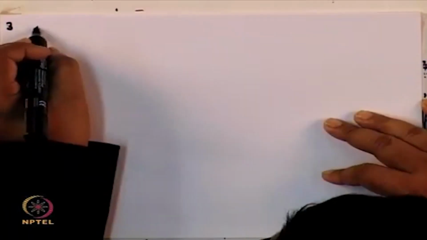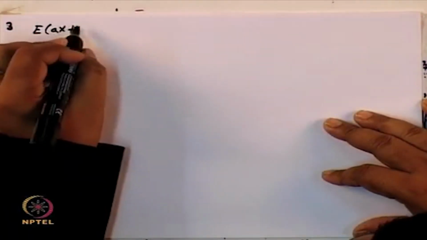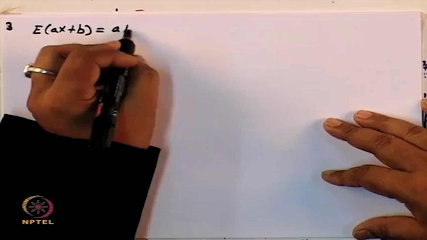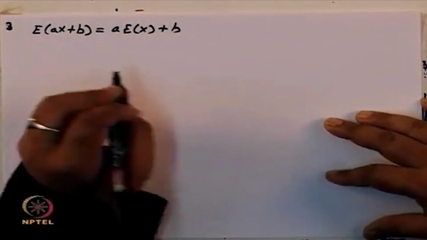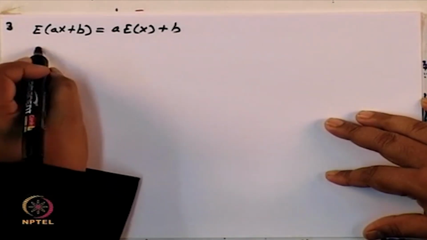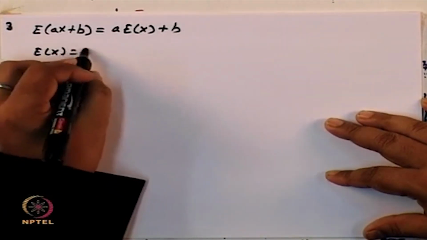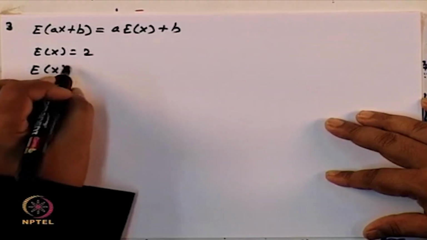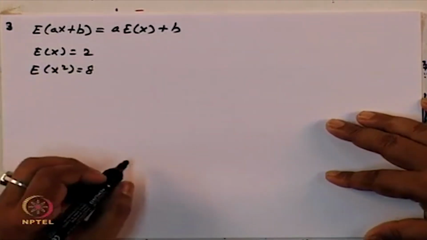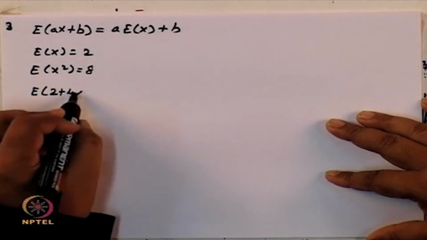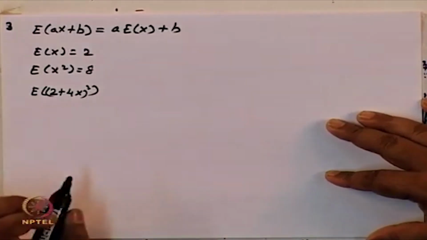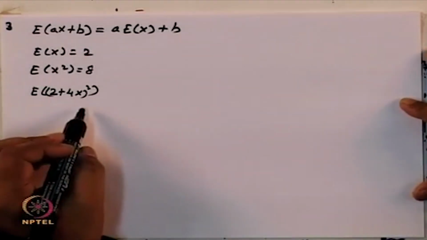We also have the following variations of expectation. We know that E of a x plus b can be written as a times E of x plus b. Now, let us say we have a random variable such that E of x is 2, E of x square is 8. So, we want to find out E of 2 plus 4x whole square. What would be the expectation of this particular variable?